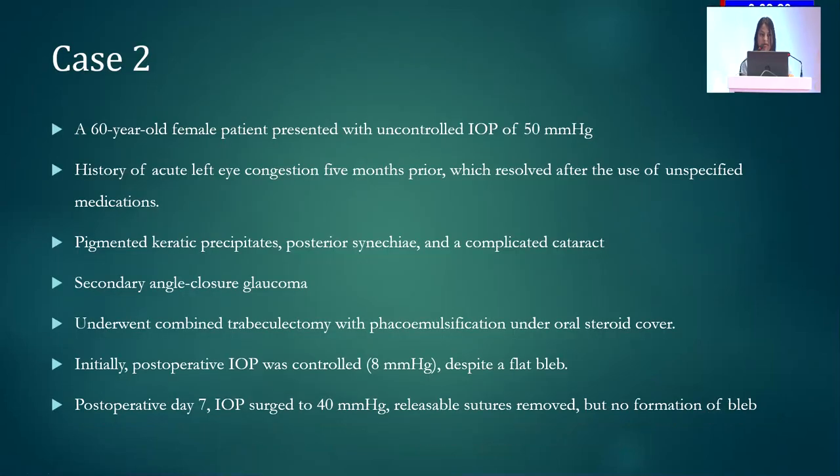Another patient was a 60-year-old female who presented with uncontrolled IOP of 50 mm of mercury. There was a history of acute left eye congestion 5 months prior, which resolved after use of unspecified medications. On examination, there were pigmented KPs, posterior synechiae, and complicated cataract. The patient was diagnosed with secondary angle closure glaucoma and underwent combined trabeculectomy and phacoemulsification under steroid cover. Initially, IOP was controlled at 8 mm of mercury, although there was a flat bleb. On post-op day 7, IOP surged to 40 mm of mercury. We removed the releasable suture, but there was no formation of bleb.